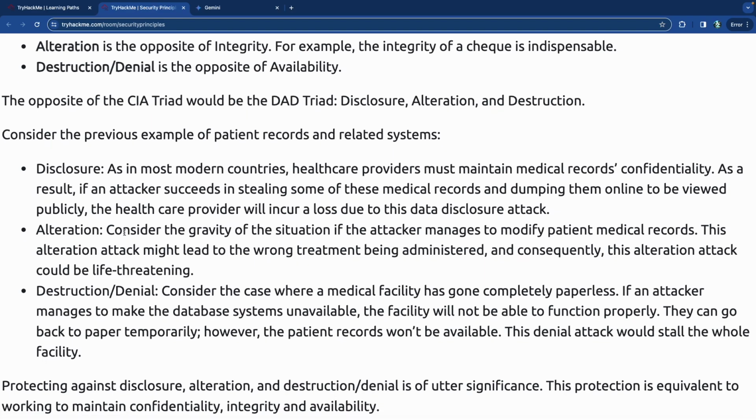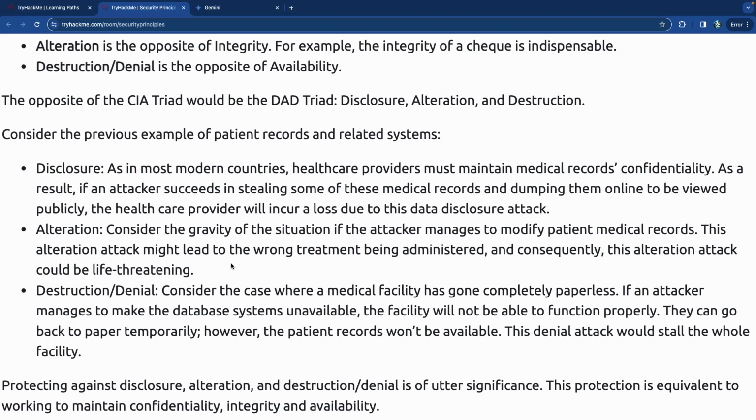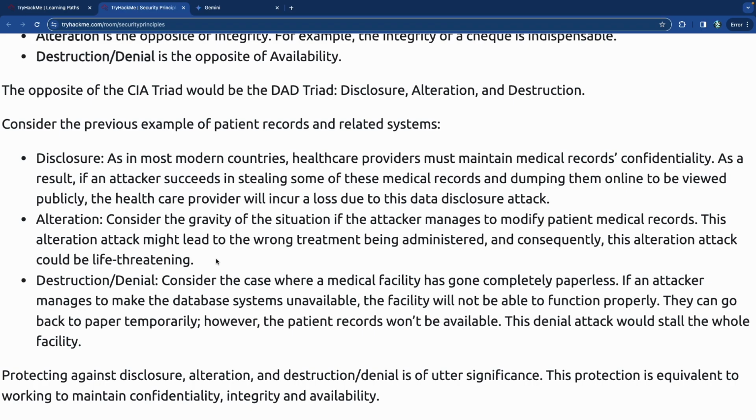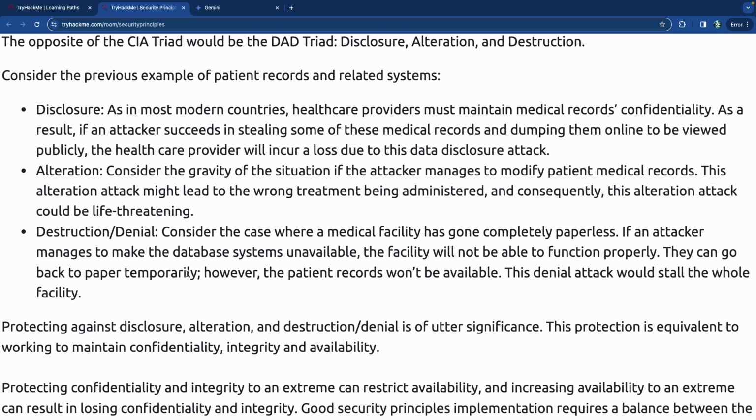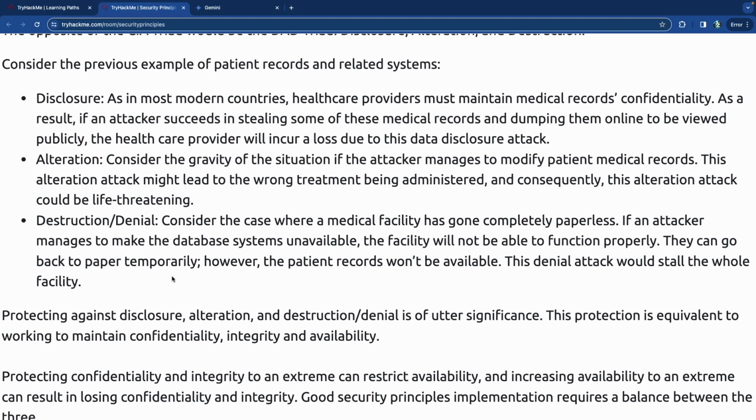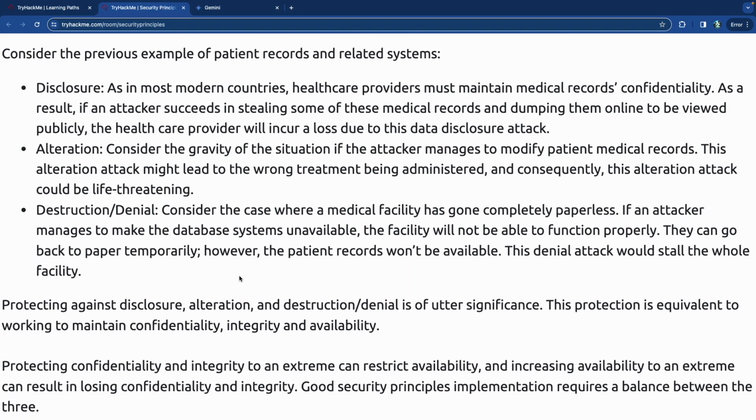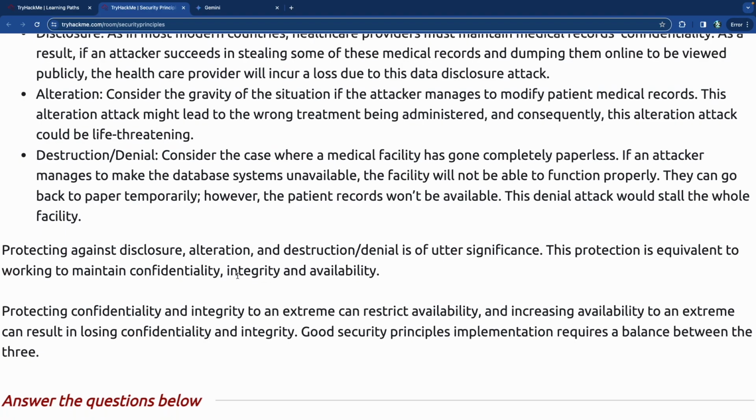For alteration, consider the gravity of the situation. If the attacker manages to modify patient medical records, this alteration attack might lead to the wrong treatment being administered. Consequently, the alteration attack could be life-threatening. We already talked about that. Destruction denial, consider the case where a medical facility has gone completely paperless. If an attacker manages to make the database systems unavailable, the facility will not be able to function properly. They can go back to paper temporarily, however, the patient records won't be available. This denial attack would stall the whole facility.